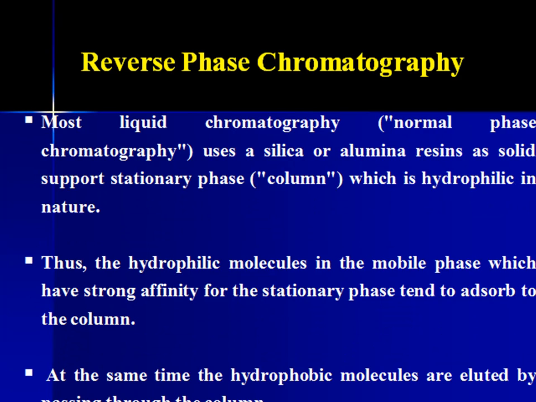Next is reverse phase chromatography. Most liquid chromatography, that is, normal phase chromatography, uses silica or alumina resins as the solid support stationary phase, which is hydrophilic in nature. Thus, the hydrophilic molecules in the mobile phase, which have a strong affinity for the stationary phase, tend to adsorb to the column. At the same time, the hydrophobic molecules are eluted by passing through the column.